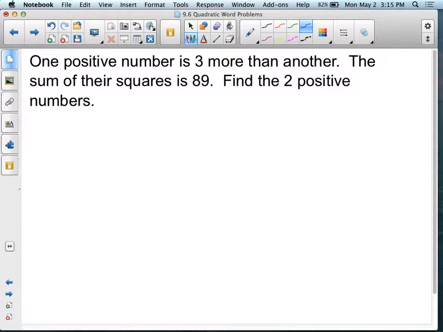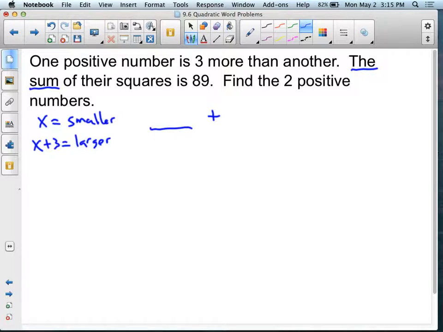Okay, let's go with variables. One positive number is 3 more than another. So I'm going to say this x is the smaller one. And then x plus 3 will be the larger. One number is 3 more than another. The sum of their squares is 89. Okay, let's break this down. It says sum. For sum, I do addition. So let's add.